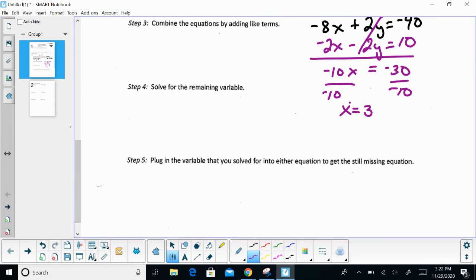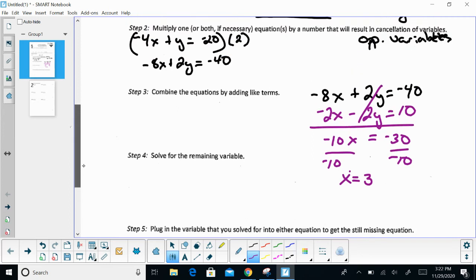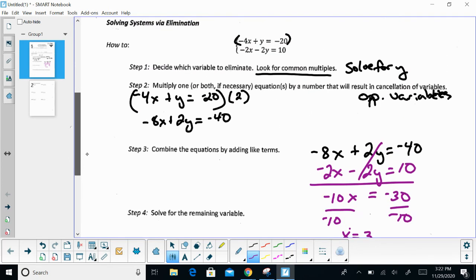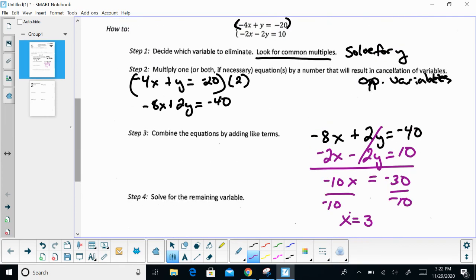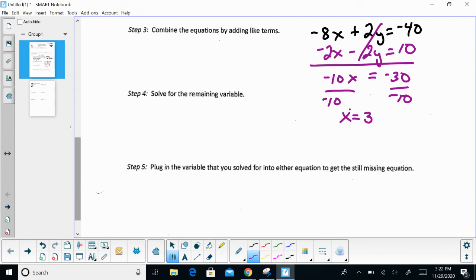Now I'm going to plug in the variable that I solved for into either equation to get the missing variable. So I'm going to plug it in to either my first equation or my second. It doesn't matter. In this case, I'm going to plug it into my first equation since my coefficient of y is 1. So if I do that, I would have negative 4 times 3 plus y equals negative 20.